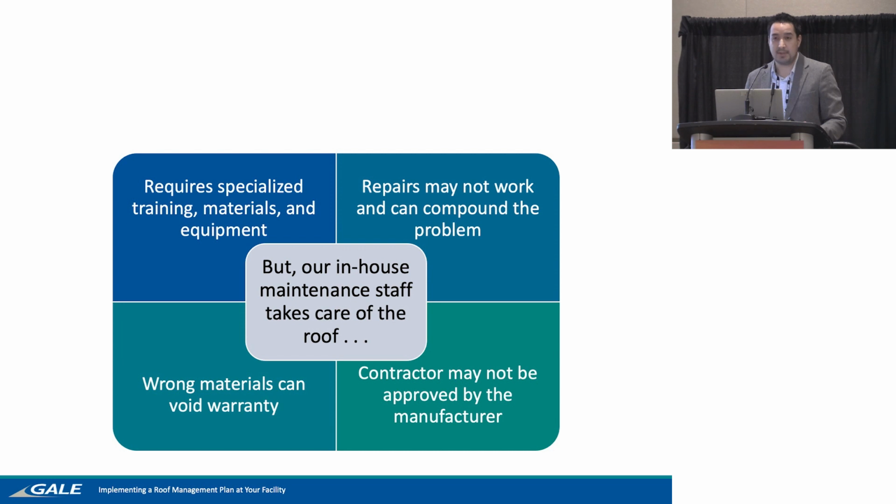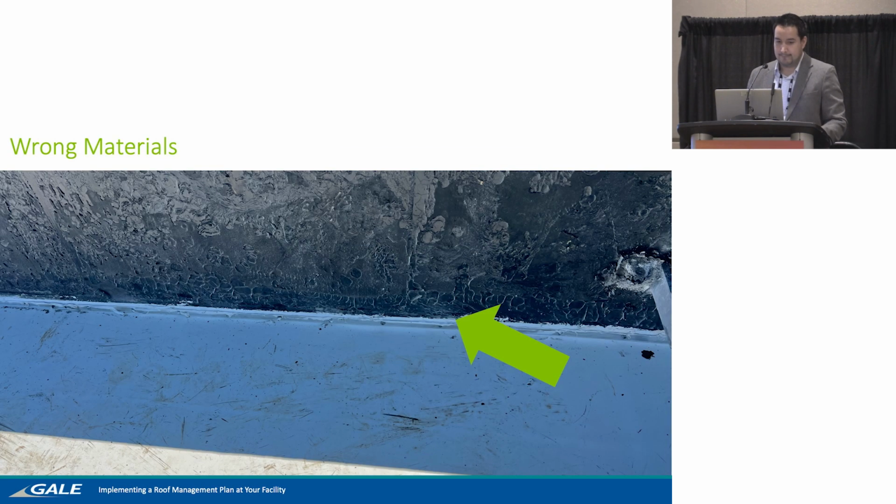Contractors may not be approved by the manufacturer. So the wrong materials, like I said, silicone, once you put that on there, you voided the warranty. Can anybody tell me what's wrong with this image? I'll give you a hint. The arrow is pointing to it. All right, so I'll just tell you.